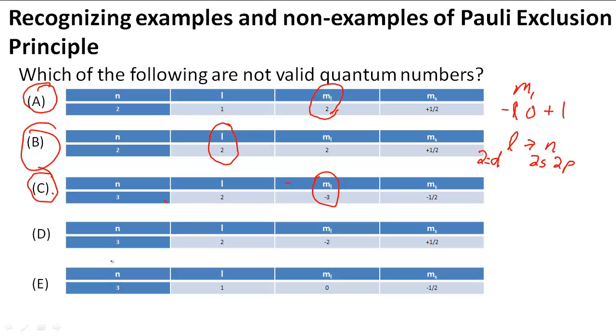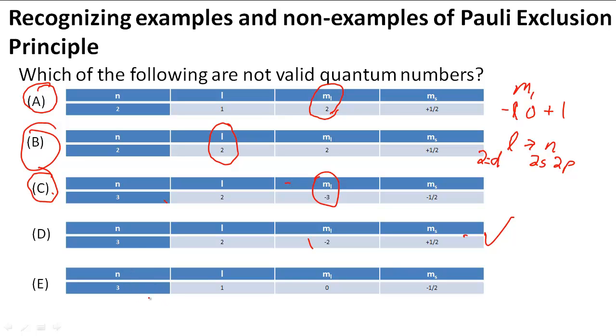Let's check D and E. D has N as 3. This is 2. This is less than 3. That's great. This goes to negative 2, which is up to what L is. So that's check. And it has a positive 1/2 spin. That's a valid quantum number.